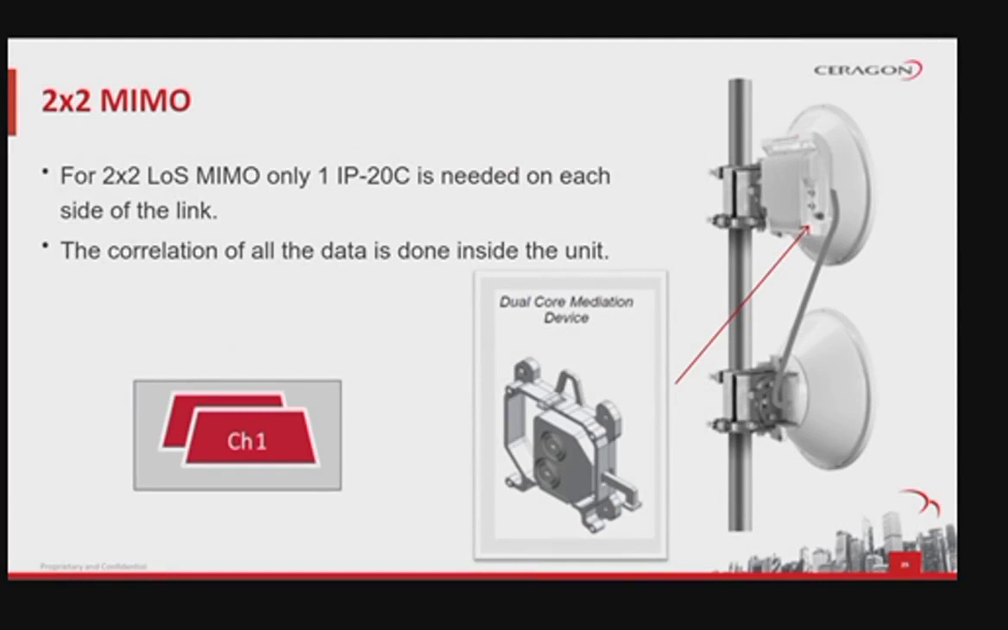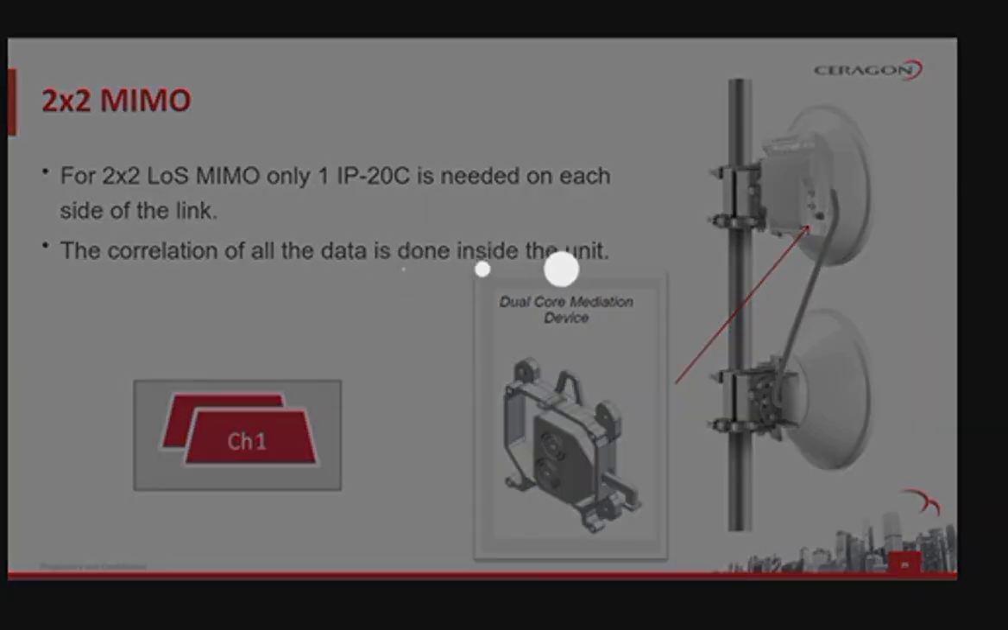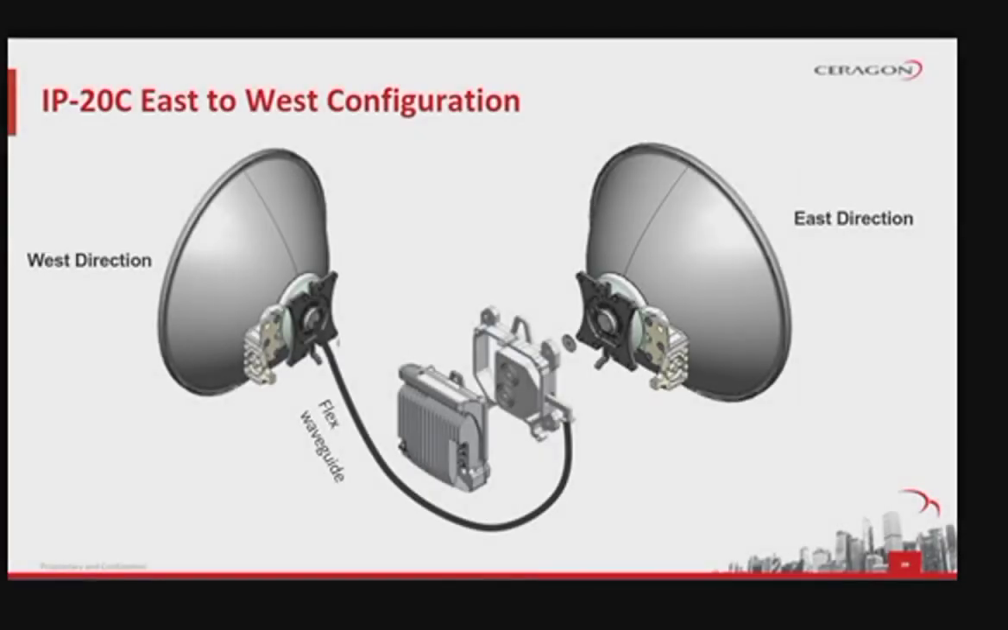IP20C can also work in a 2x2 MIMO configuration, as stated previously, case in which a dual-core mediation device must be used. Note that in 2x2 MIMO configuration both carriers work in the same polarization, of course, in the same frequency as well. In case you missed it, note that IP20C can work as an east-west configuration with each carrier pointing in its own direction, independent of the other. For such a configuration you again must use the dual-core mediation device, like shown in this slide.